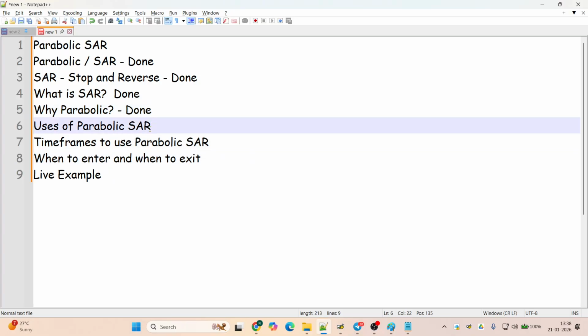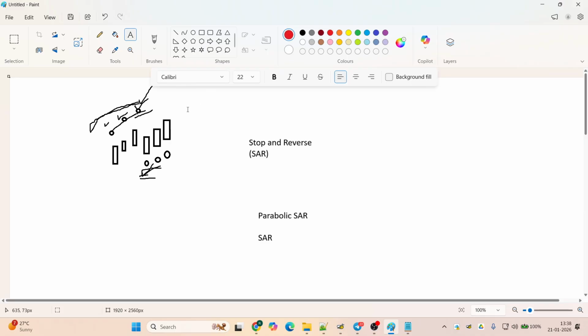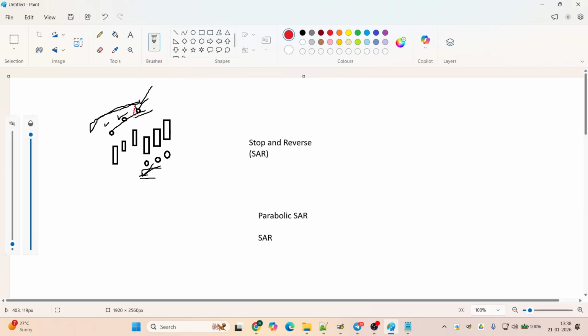Now, why do we use this parabolic SAR? It's very simple. Parabolic SAR can be used to identify the momentum change in the market. I'll give you the same example, this time in a different color. You can see up to here, the price was in a downtrend. But from here, because of the parabolic SAR, it has come below the candle. Can you see the trend has now shifted to an uptrend? So that is the reason this is used to identify the momentum.